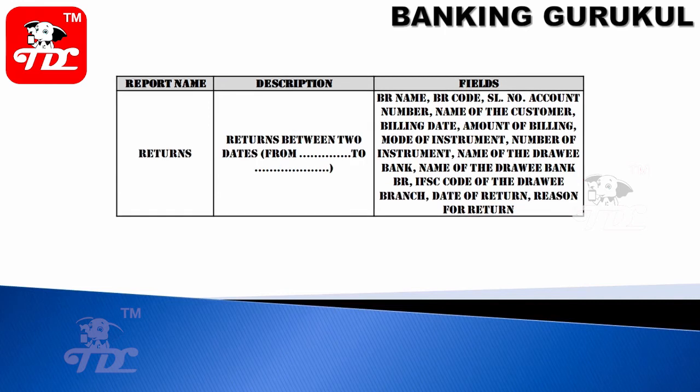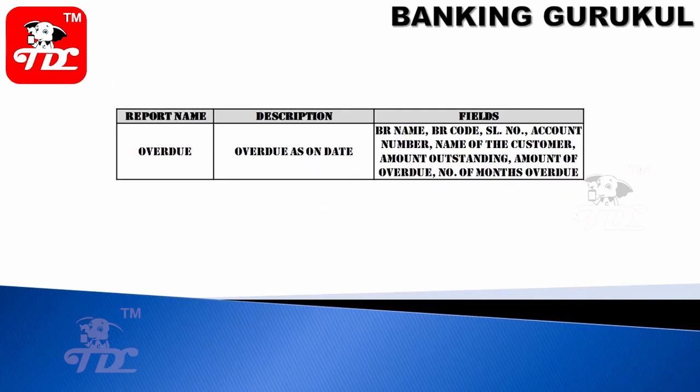Returns report. For example, billing was there and you sent it for collection. How much amount has returned between 2 days. So in this report, mode of instrument, number of instrument, name of the drawee, bank, branch, IFSC code, date of return, reason for return, whether it's a technical return, non-technical reason, insufficient funds, or some branch is closed. These details will be fetched from this report.